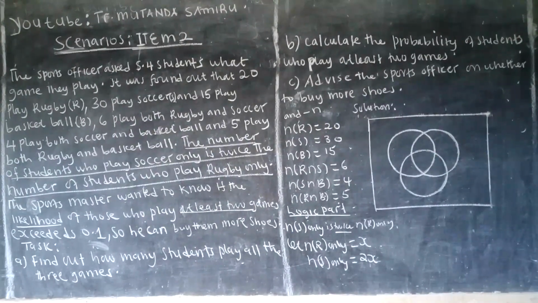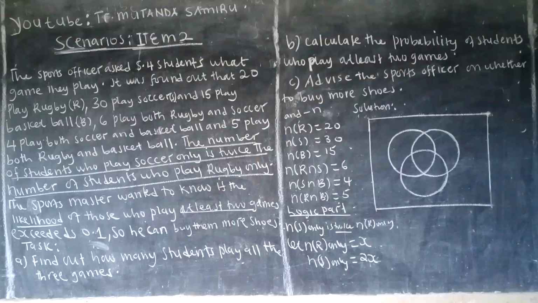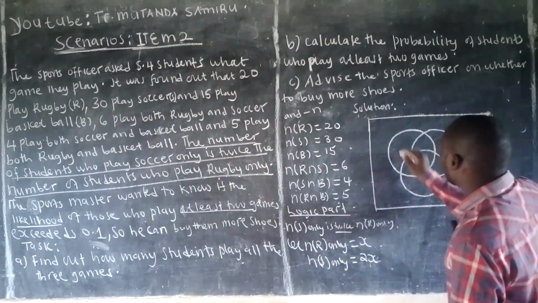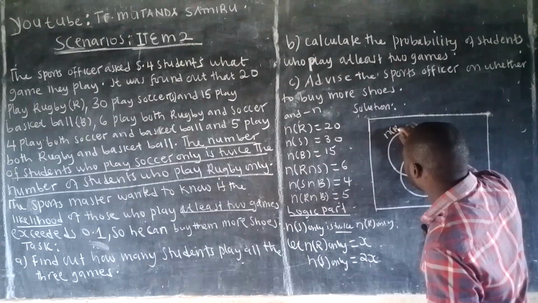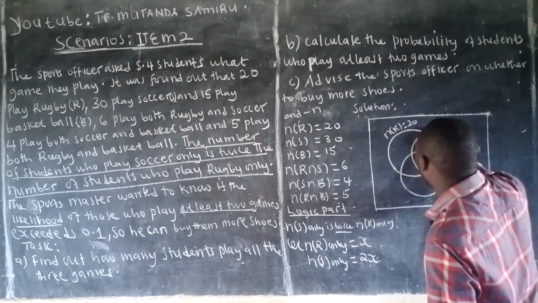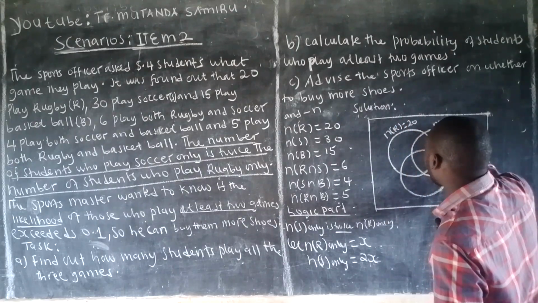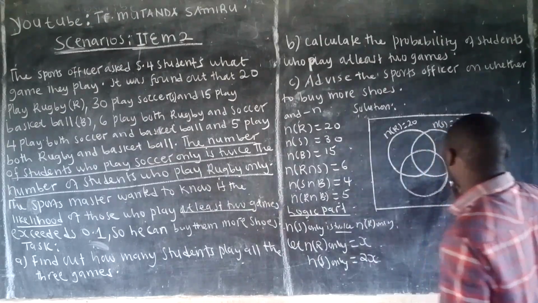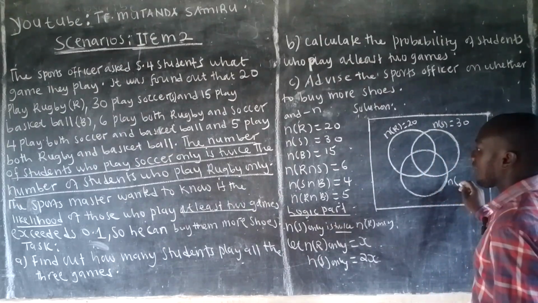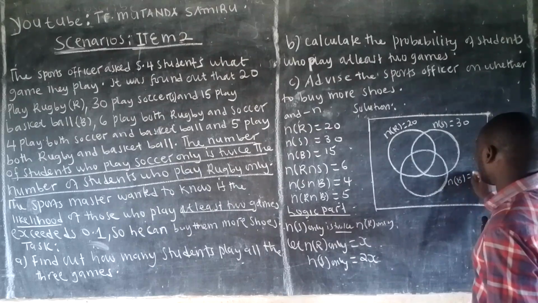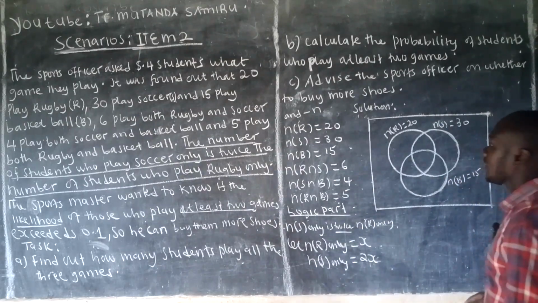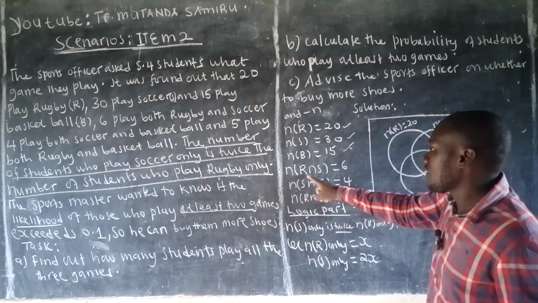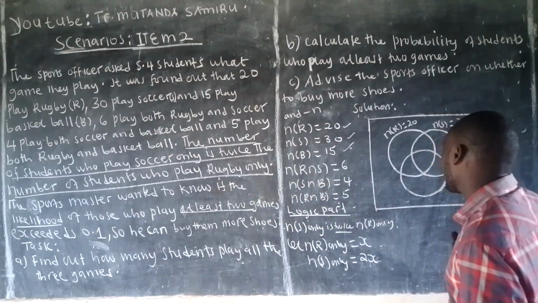All right, good. So I think you're also having a Venn diagram like that. Now let's put in the information. We have number in R equals 20, number in S equals 30, then number in basketball equals 15. That's what you're having. So you put this, put that, put that. Number in R intersection S is 6.